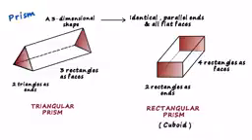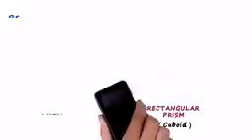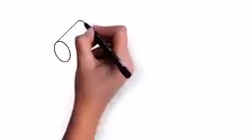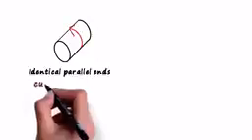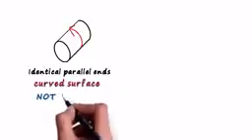Now let's look at a few figures and understand if they are prisms or not. Remember the definition: identical parallel ends and all flat surfaces. Here's the first figure. It's a part of a pipe. Both the ends are circles and are parallel to each other. It means that this figure has identical parallel ends but has a curved surface. Hence, it's not a prism.